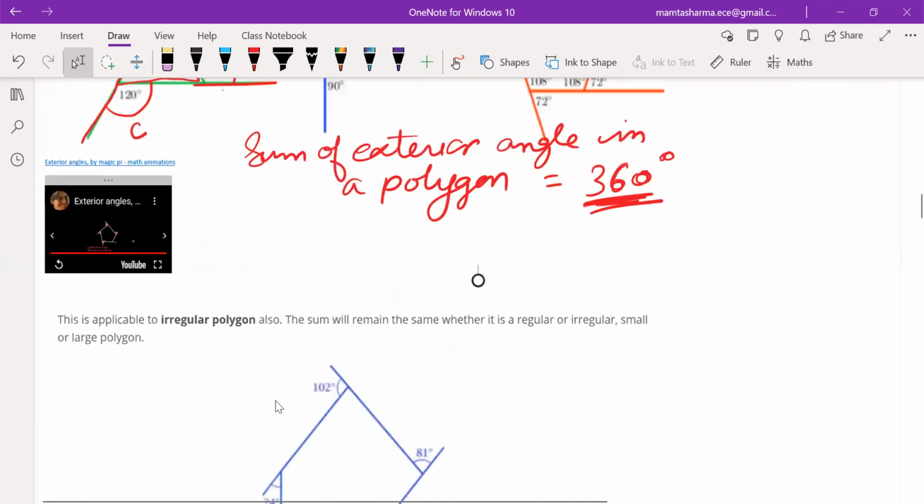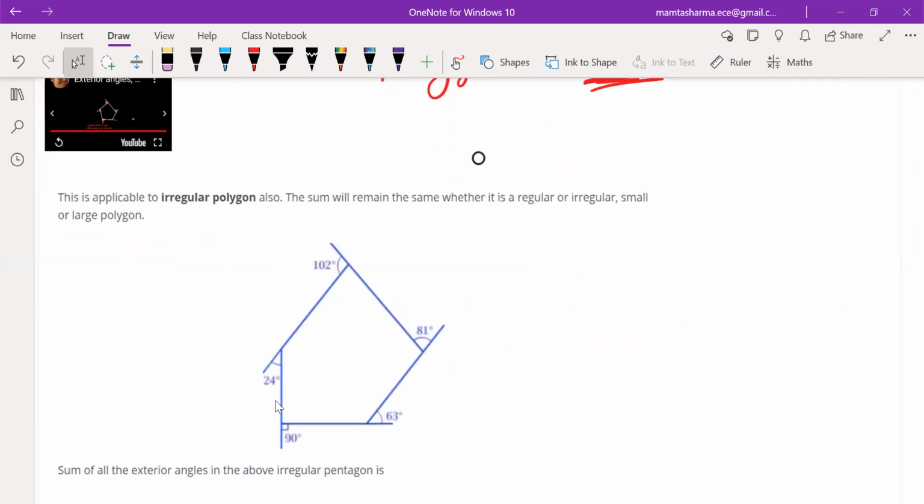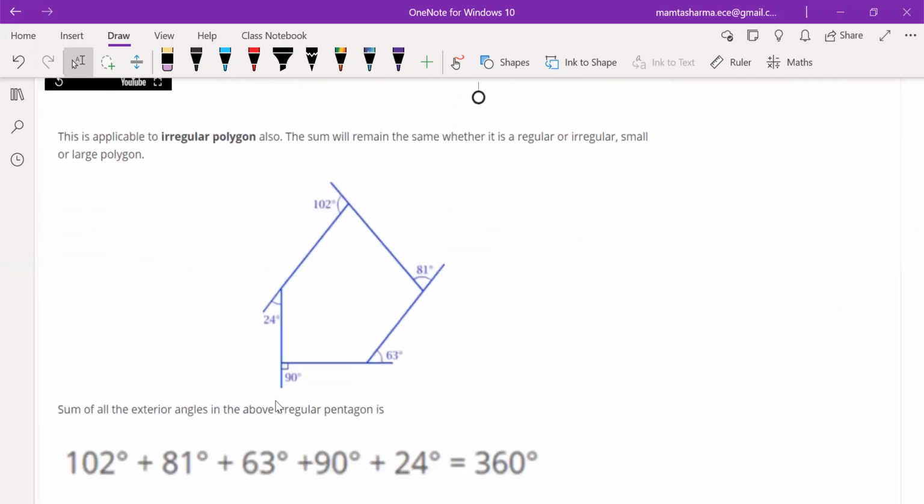Now see, whether it is irregular or regular, let's take one irregular example. This is an irregular pentagon. Exterior angles are given. When you sum up all the exterior angles, it will be 360 degrees only. Exterior angle is like, suppose I am having a car, and I start driving from here.